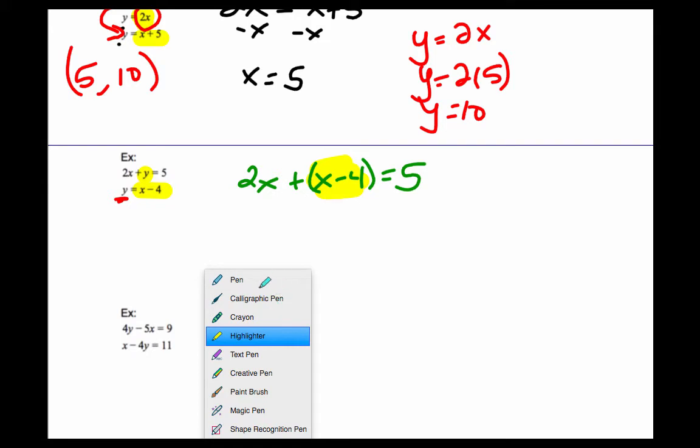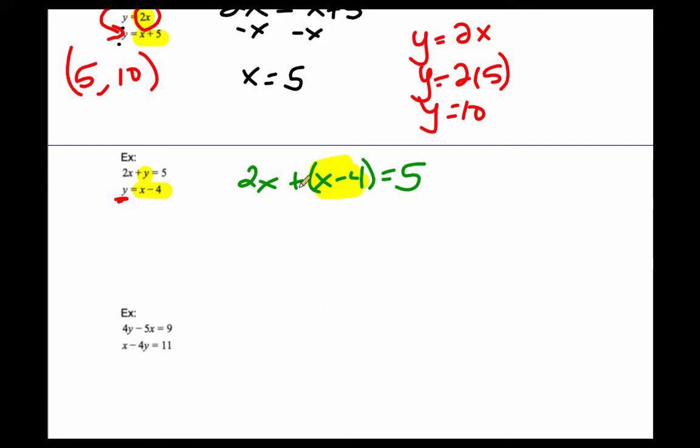Now I'm going to solve this algebraically. Again, I just have x. So 2x plus, now this is a positive, so that means this doesn't change. If this was a negative, then the signs would change. So I'm just going to take the parentheses out. Plus x minus 4 equals 5. Well, I can combine the 2x and the x into 3x. Oh, nope, minus 4, not plus 4. 3x minus 4 equals 5.